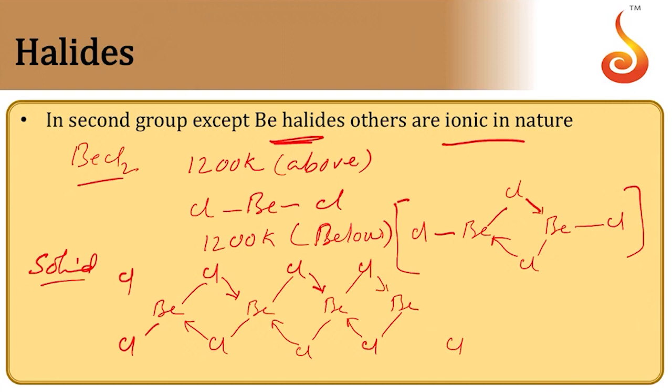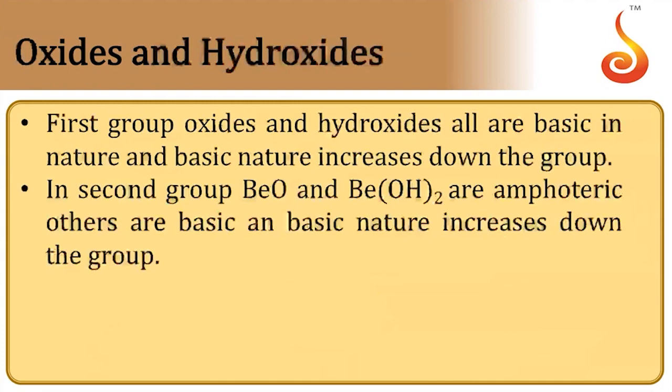So beryllium halides are covalent in nature. They have different types of structures, especially BeCl2. In vapor phase above 1200 Kelvin, a simple monomeric structure. Below that, a dimeric structure. In the solid state, the molecule exists as a polymeric structure. This is regarding halides. Then come oxides and then hydroxides.